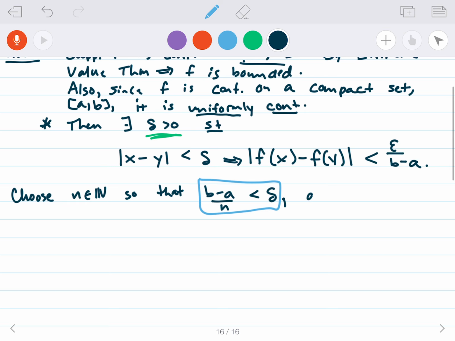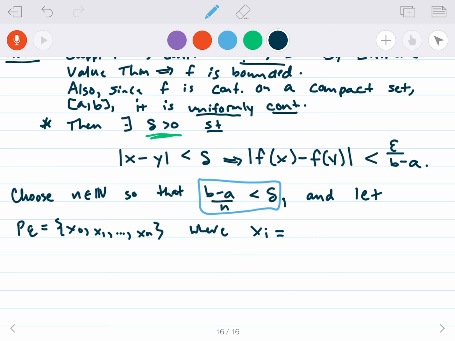Okay, so we have this, and it's going to become clear why we need that in just a bit. And we're going to let a partition, P sub epsilon, equal x naught, x1, all the way to xn, where x sub i is defined how we defined it on the first slide. It's going to be a plus i times (b minus a) over n.